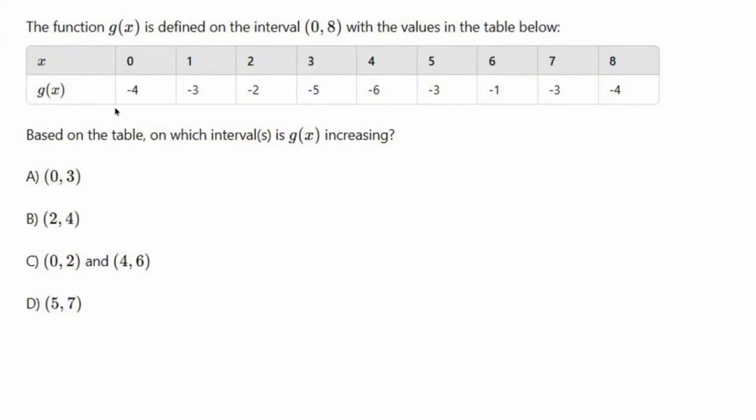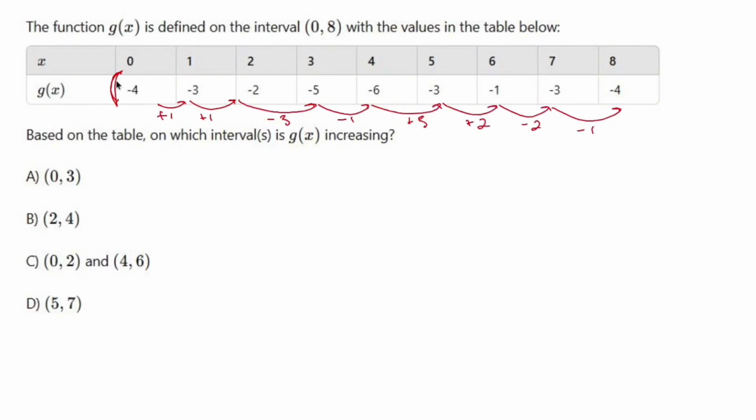So we are looking for when g of x is increasing, and that happens starting from 0 immediately. It goes from -4 to -3 to -2, and then all of a sudden drops down to -5. So let's just keep this going. At -6, we go to -3, so all of a sudden we add 2 here, and then we drop down again, and then we drop down 1. So it looks like the adding part seems to happen between 0 and 2.